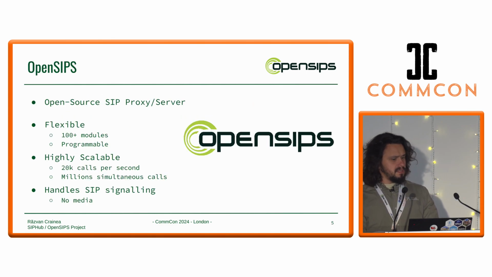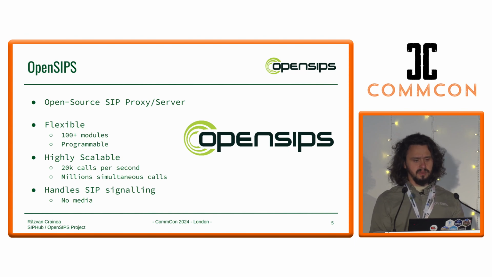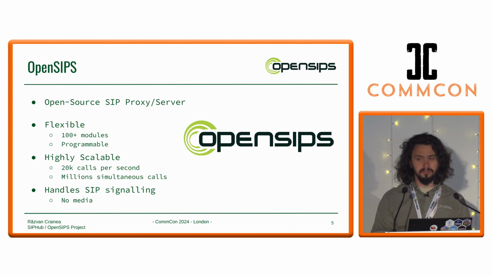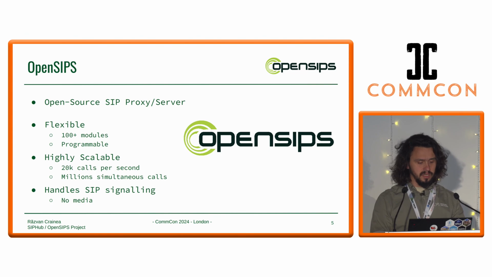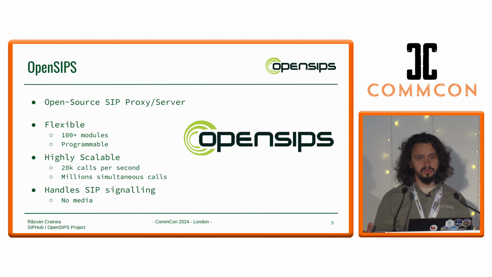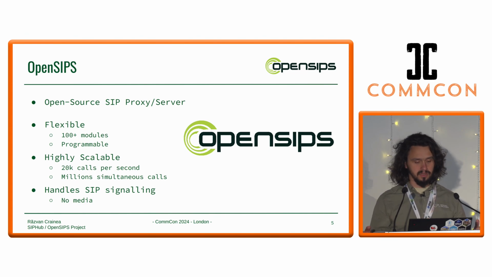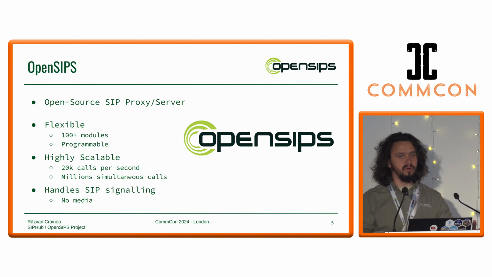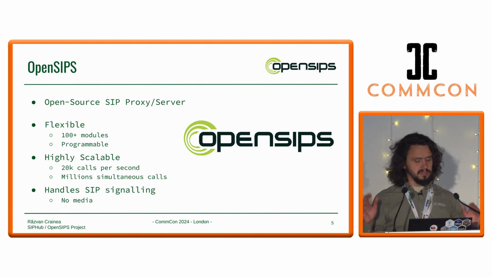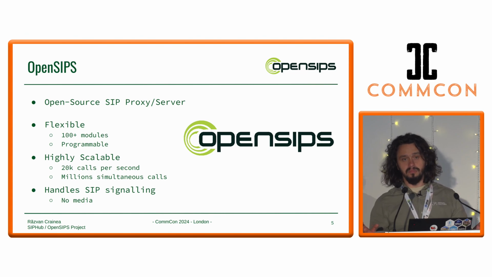What OpenSIPS is: a SIP proxy or server. It is highly flexible, it is programmable, has a bespoke programming language. It is very highly scalable, supports 20K calls per second. At least this is what we tested with. It may go higher with different hardware, millions of simultaneous calls, and that's because it only handles SIP signaling.